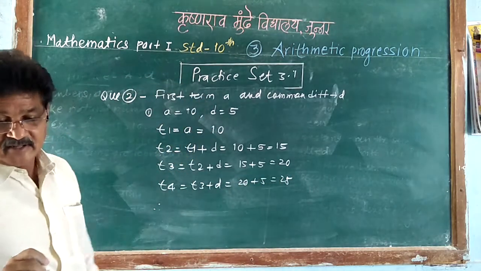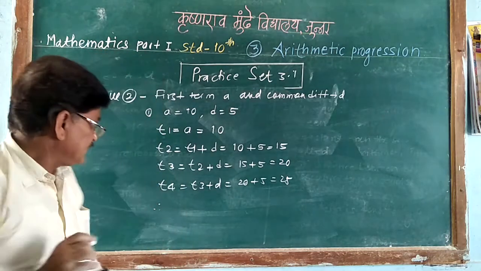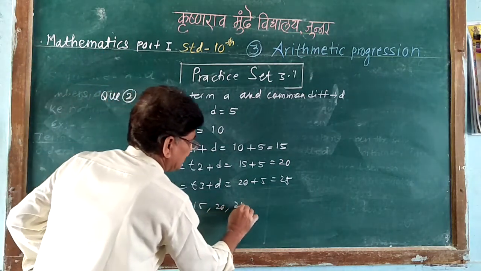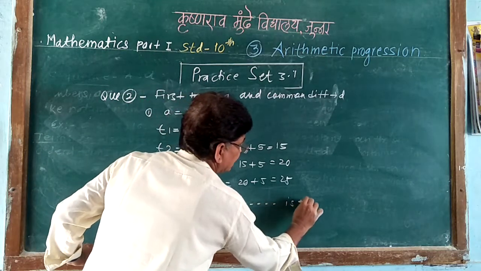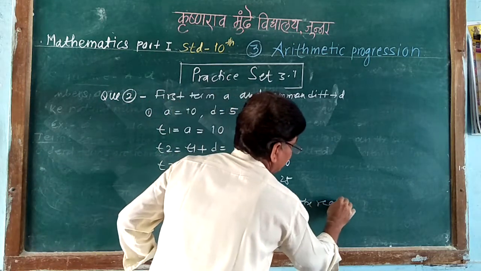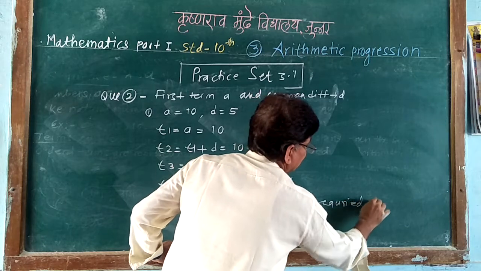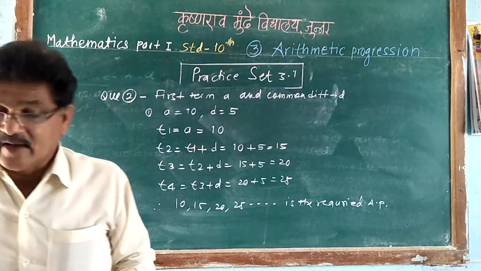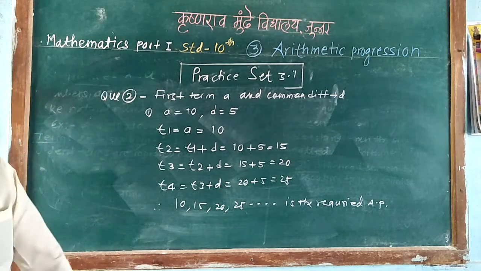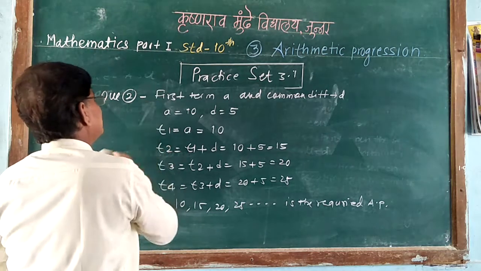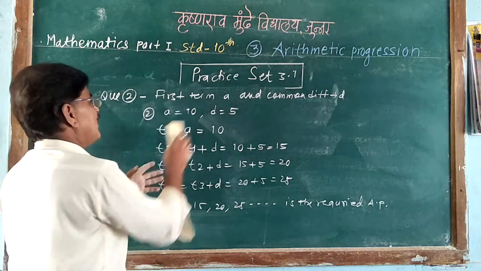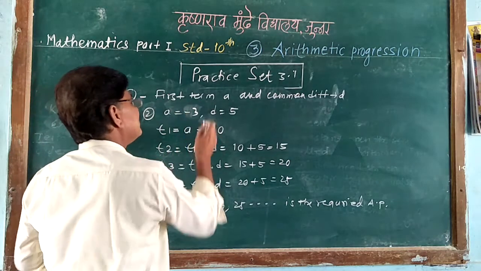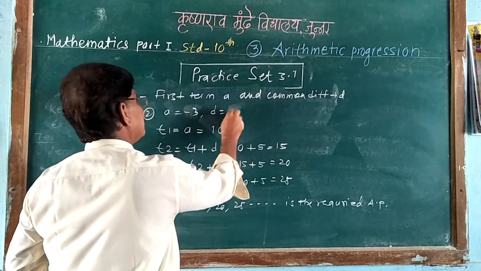Therefore, write 10, 15, 20, 25 is the required arithmetic progression. Write the second example. We have to give an A. A is equal to minus 3 and D is equal to 0.